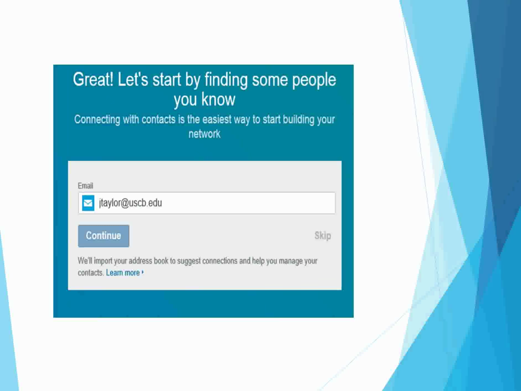So the next part is great. Let's start by finding some people. It's also letting you know that connecting with contacts is one of the easiest ways to start building your network. So I put in my work email address, which is jtaylor@uscb.edu, and then I click on continue. Or you can do skip. Now, some work email addresses will not even sync with LinkedIn. I was one of those people who weren't able to continue syncing in.